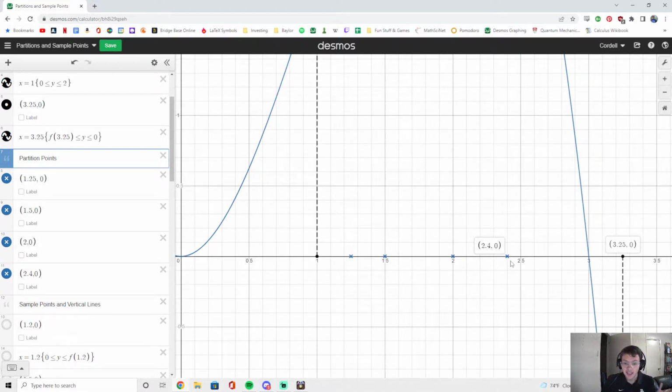Okay. With that in mind, that means that the norm of our partition, remember what a norm is, just the length of the largest subinterval. The norm of our partition is 0.85 because it's the length of this largest subinterval.